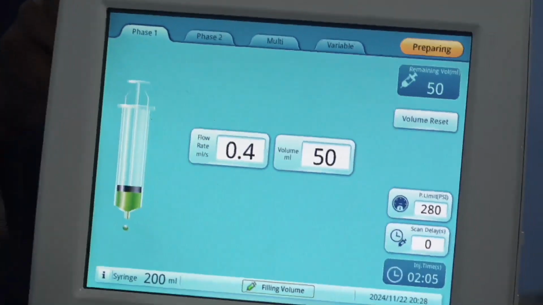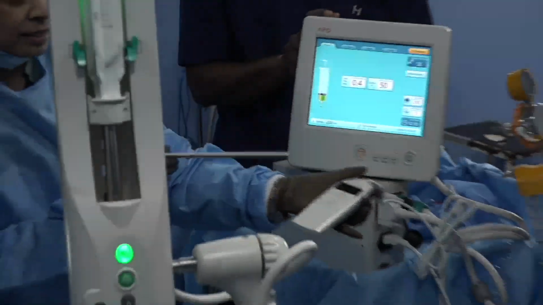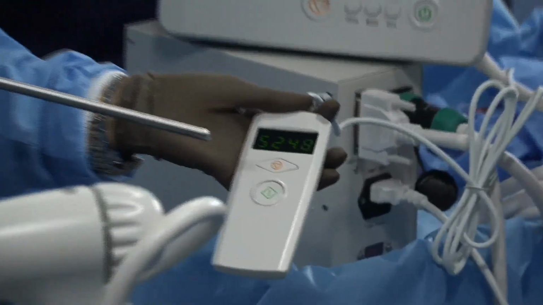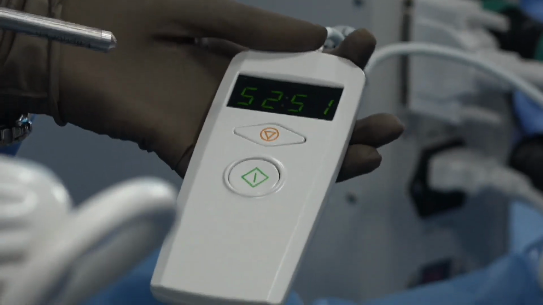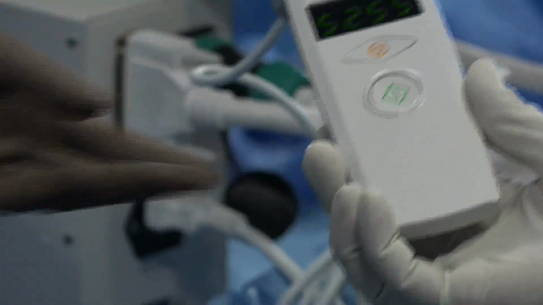Now once this is set, here what we have, again please focus. This is a wired connector. Normally we also have a remote injector, so we can actually be outside the theater and then start the injection process.